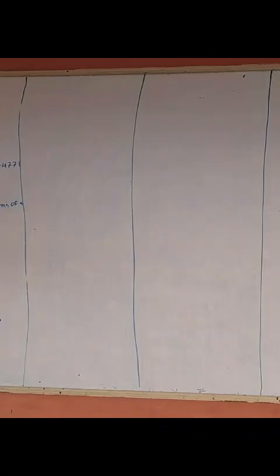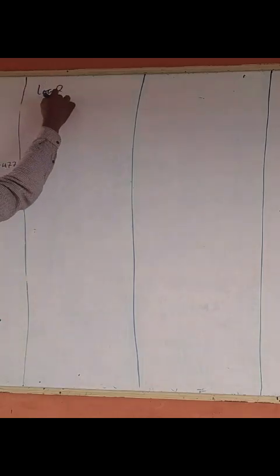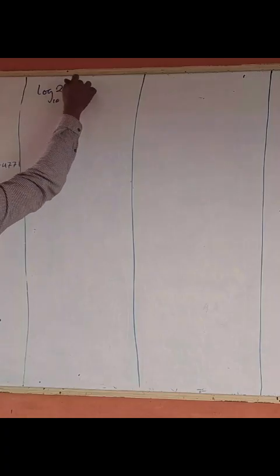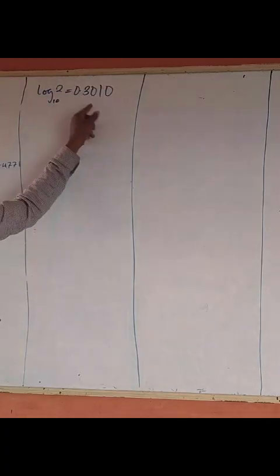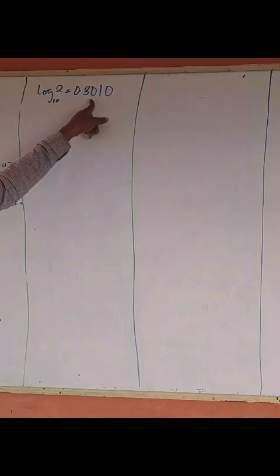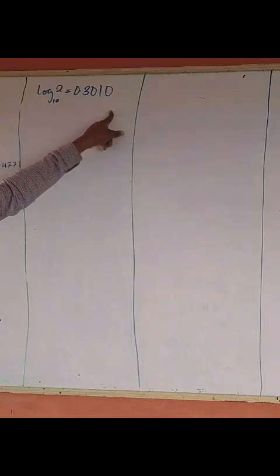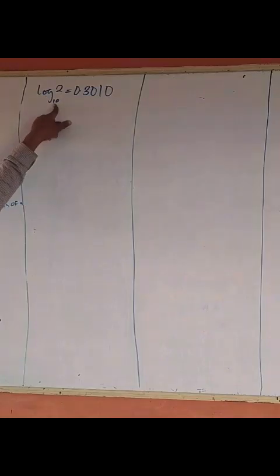The next one is number 6. Given that log 2 base 10 is what? You're supposed to know this number by now. Log 2 is 0.3010. Count it like that. That's the common logarithm. You know it's base 10, right?